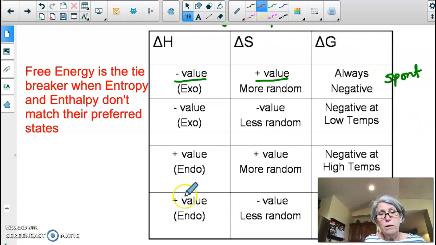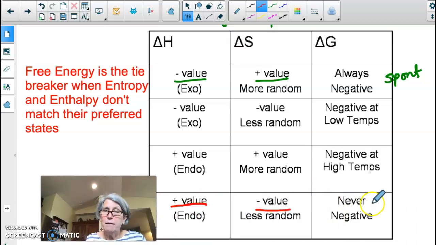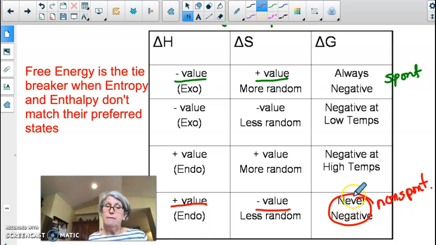Now if we look at the delta H being positive, meaning the reaction takes energy in from the surroundings to make the reaction happen, and the entropy becoming more ordered, then this reaction will never be spontaneous. We call that non-spontaneous. That means it won't happen on its own. Does it mean that we can't force it to happen? No, we can. We actually have to put energy into this reaction to make it happen.